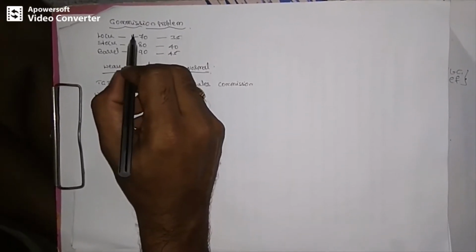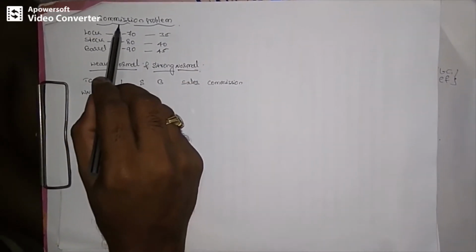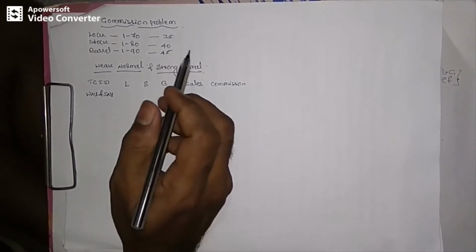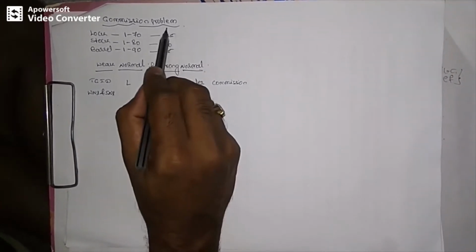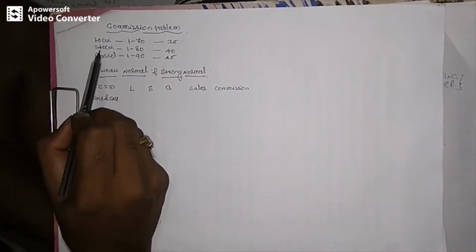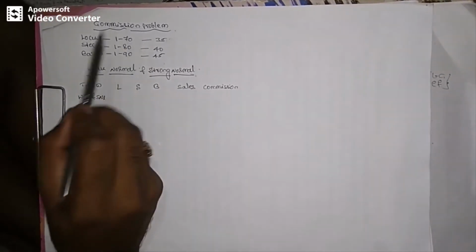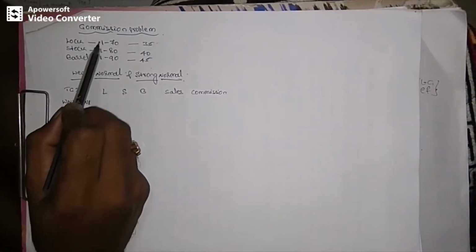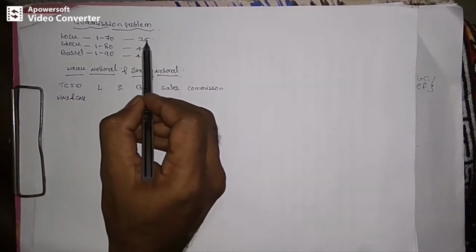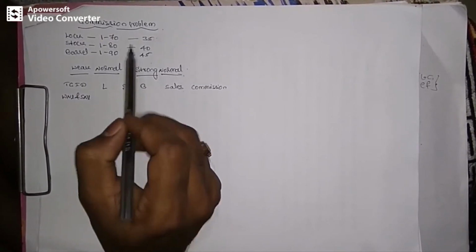So now we will move to the third example, that is the commission problem. How do we write the test cases for a commission problem using the equivalence class partitioning method? In this program we are specifying three inputs: lock, stock, barrel. The upper and lower limits are 1 to 70, 1 to 80 and 1 to 90. These are the nominal values of the lock, the stock and the barrel.